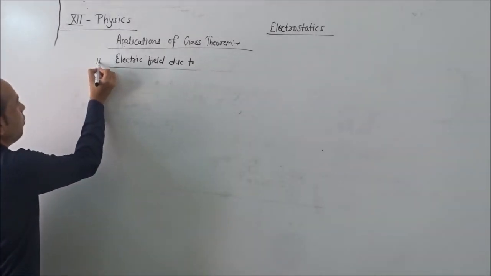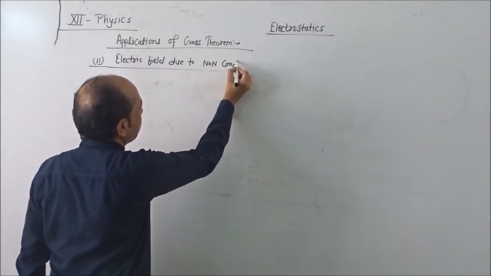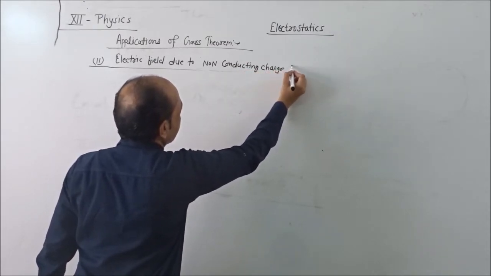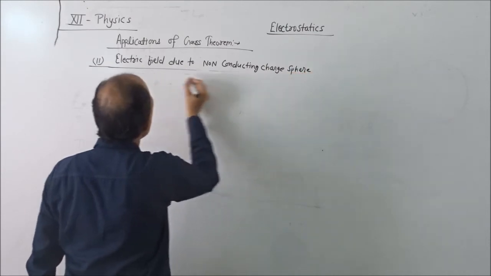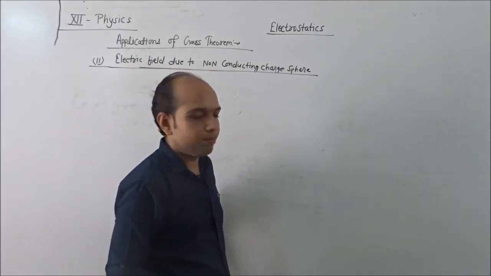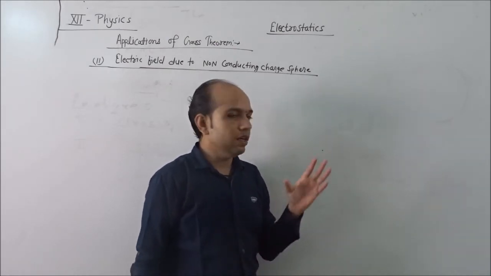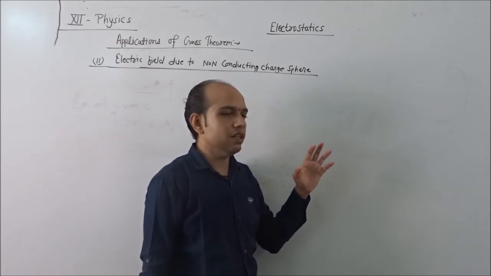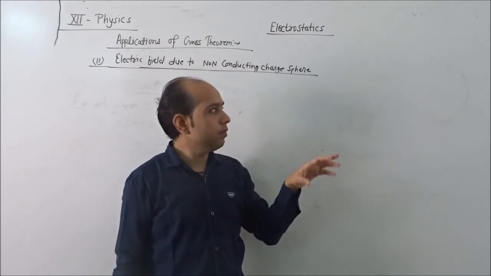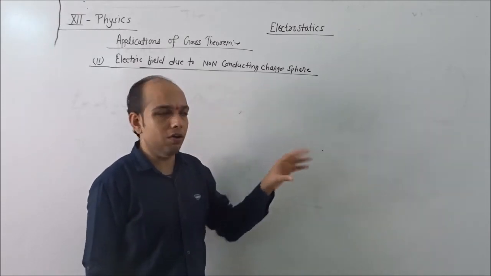Next we come to the second application of Gauss theorem, electric field due to a non-conducting charged sphere. Before starting, first we see the basic difference between conducting and non-conducting charged spheres. In a conducting charged sphere, all the charge resides on the outside surface only, while in a non-conducting charged sphere, the total charge is inside the sphere. That is the big difference between conducting and non-conducting.